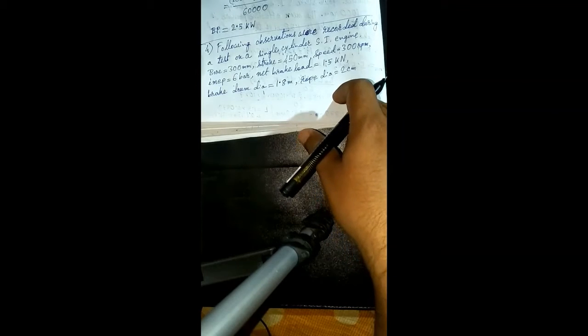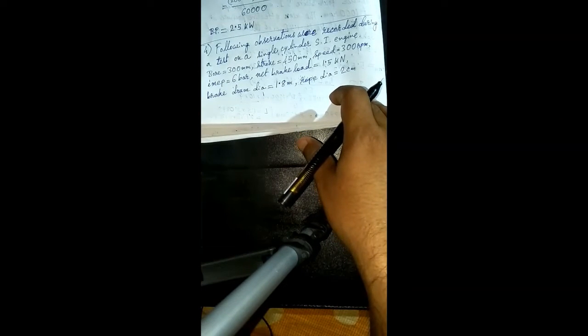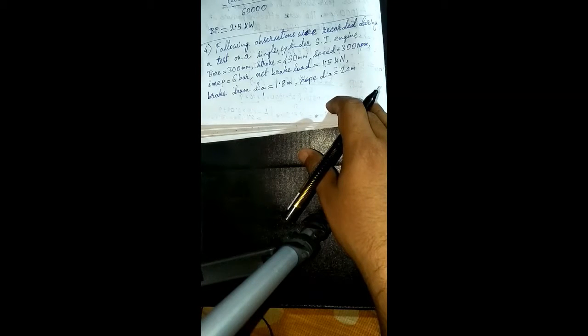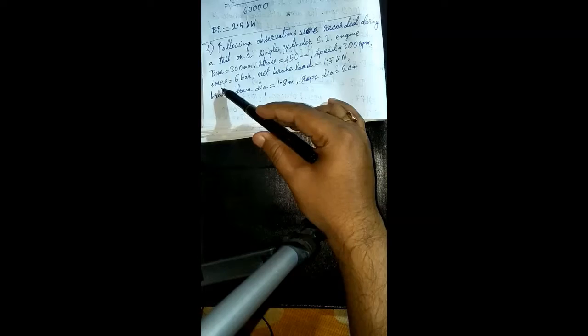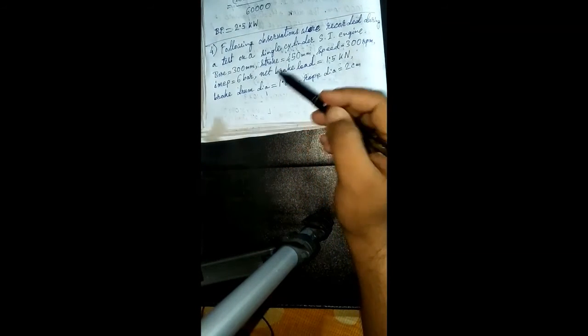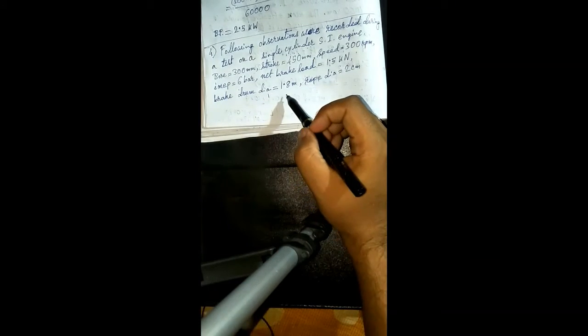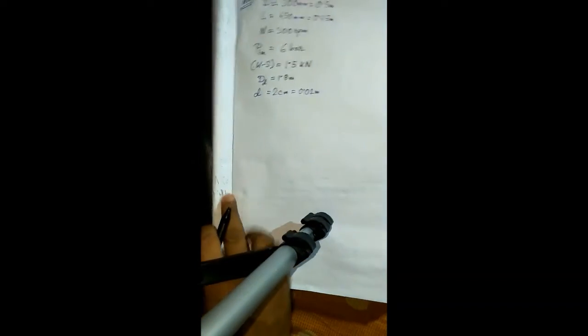The fourth numerical is: the following observations were recorded during a test on a single cylinder SI engine. Bore is 300 mm, stroke 450 mm, speed of the engine is 300 rpm. IMEP, that is indicated mean effective pressure, is 6 bar. Net brake load is 1.6 kilonewton. Brake drum dia is 1.8 meter and rope dia is 2 centimeter. We have to find the indicated power, brake power and the mechanical efficiency. Okay, let's start.